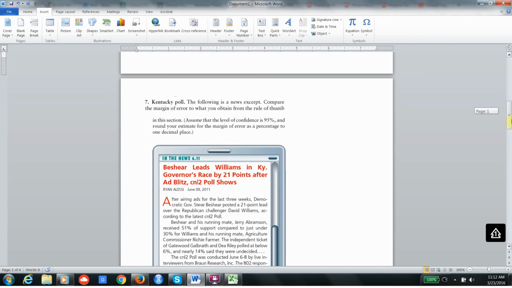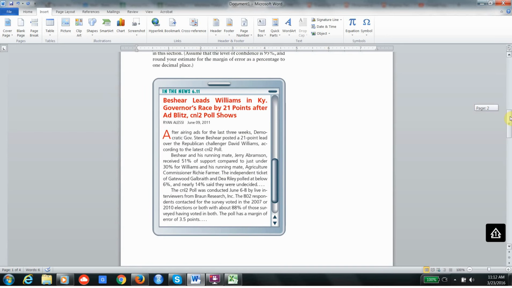Okay, for the next problem, we're looking at a story about a poll that's taken in Kentucky. And we're going to assume the level of confidence is 95%. We're always going to assume that unless told otherwise. And if we're told otherwise, then there'll be instructions on how to deal with that. In fact, there's a problem later on where we have to do that.